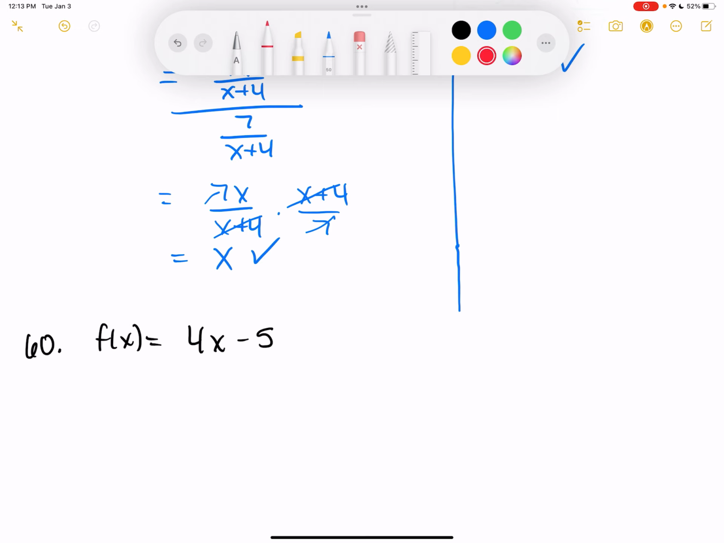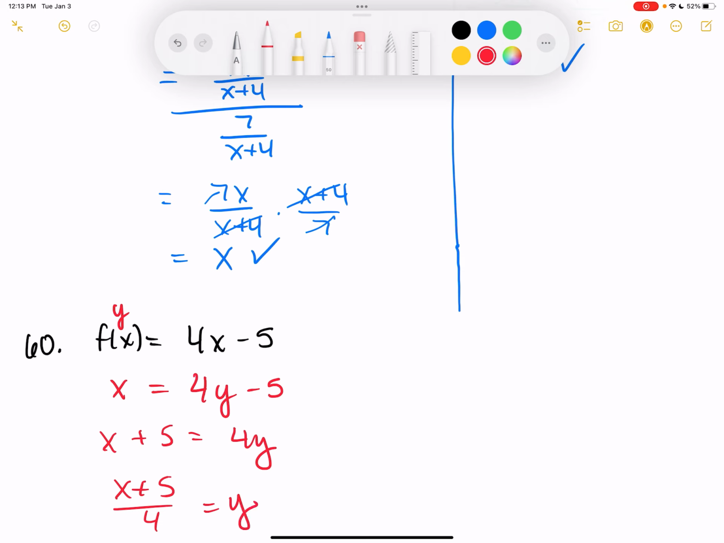All right, so to find an inverse, we swap x and y. f of x is obviously our y, but you don't have to write that every time. So swap x and y: x is equal to 4y minus 5. Then I'm just trying to get y by itself. Add 5, so x plus 5 equals 4y. Divide by 4, so (x plus 5) over 4 is equal to y. If you plug them back into each other, they should equal x, which would verify that they're inverses. So that's how you would check your work. Easy.